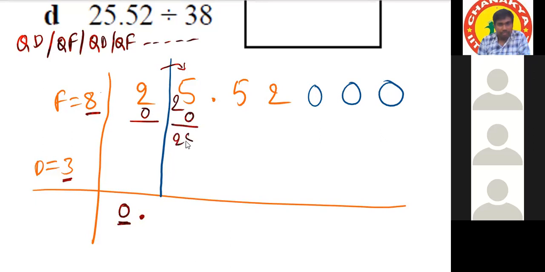25. In 25, how many times will 3 go? Sir, 8 times, 24. So 8 times it is 24. But if you take 8 times, the next flag multiplication becomes 8 8s are 64. Yes or no? Yes, sir. Can you subtract 64 from that 15? No, sir, we cannot subtract. That's why, instead of taking 8 times, it is better to take 7 times.